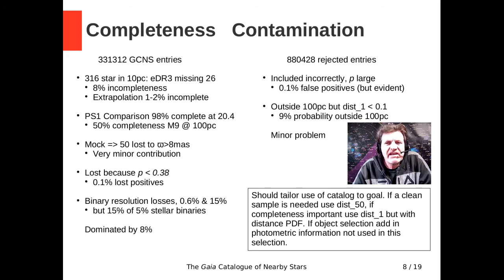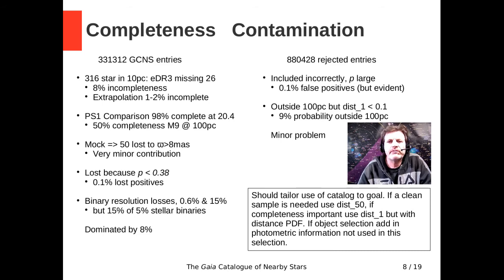We believe this is a worst case scenario because if we compare the catalogue to external comparisons, we have a higher level of completeness. Our formal contamination due to misclassification, that is giving a good solution when we should be giving a bad solution, is estimated to be less than 0.1%, but the actual value is probably higher. Our estimation of the contamination from objects just outside the 100 parsecs is quite high, it's 9%, but that's because we've been very conservative and we provide a distance probability density function. So that error can be, statistically, completely accounted for.